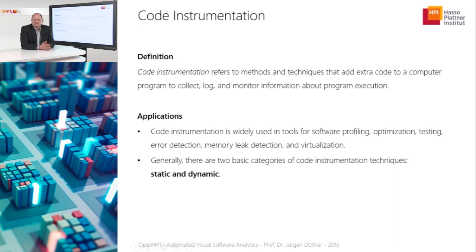Code instrumentation has manifold applications. For example, it is widely used in tools for software profiling, for software optimization, testing frameworks, error detection, memory leak detection, and virtualization. In general, there are two basic categories of code instrumentation techniques that can be distinguished: static code instrumentation techniques and dynamic code instrumentation techniques. Sometimes, and today more and more, they are combined, and this maybe could be called a third category, the hybrid code instrumentation techniques.